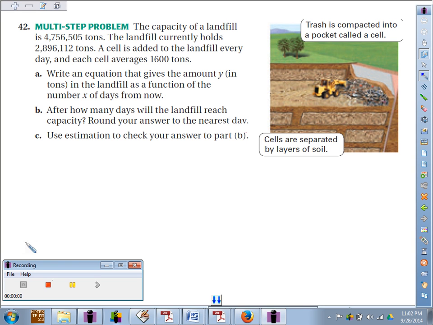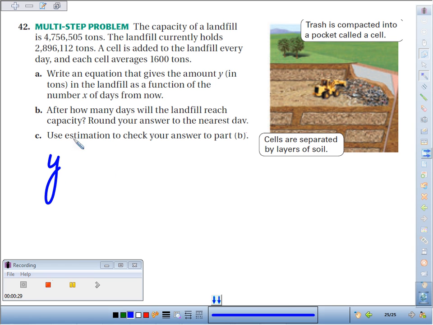Number 42 is a multi-step problem here. The capacity of a landfill is 4,756,505 tons. The landfill currently holds 2,896,112 tons. A cell is added to the landfill every day, and each cell averages 1,600 tons. Write an equation that gives the amount y in tons in the landfill as a function of the number of x days from now. Okay, y is going to be how much we have in the landfill.